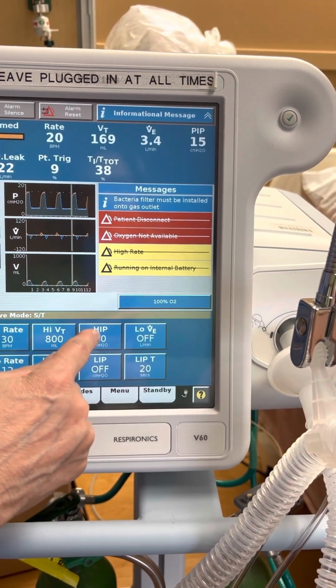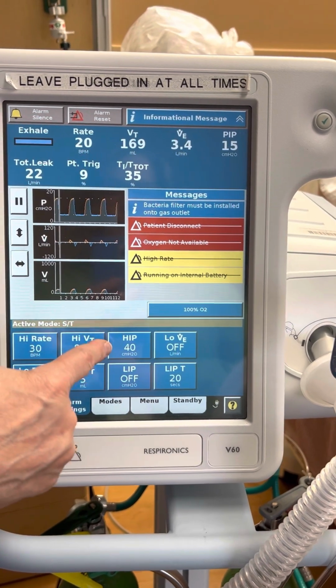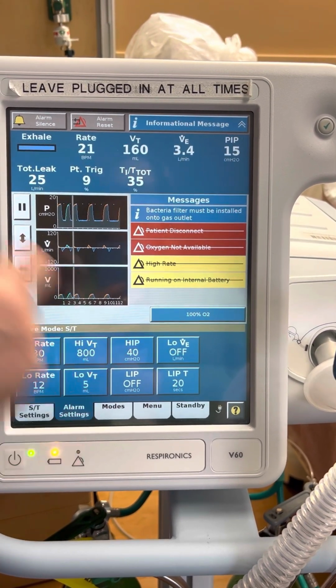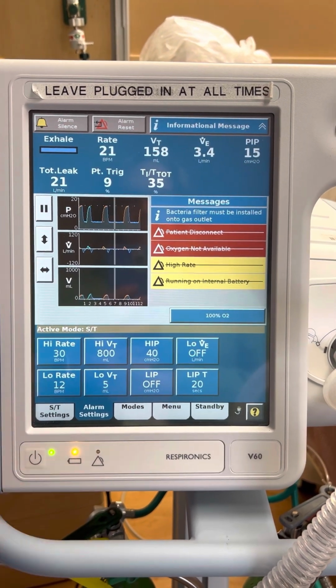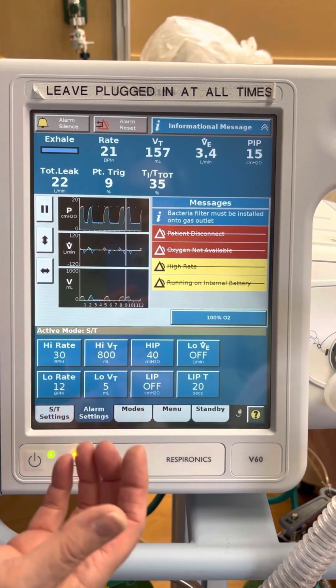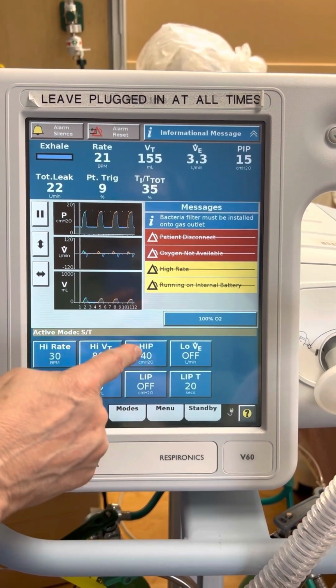Then you look at your high inspiratory pressure. I always leave that at 40 because if that starts to get up like that, I want to know, is this patient going into ARDS? Do they need suctioning? Are they fighting? Why is that going higher than 40? 40 is an awesome range.